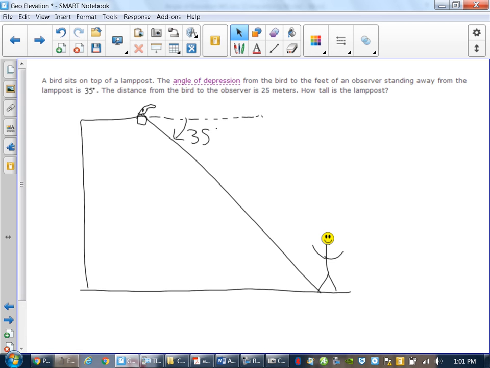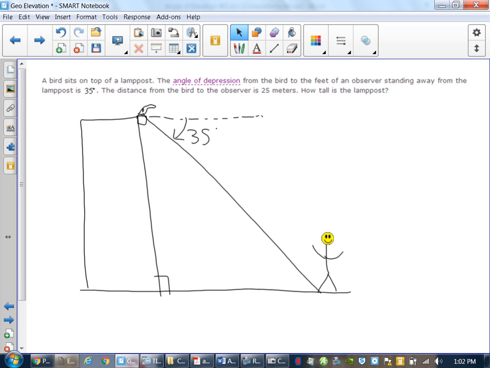The distance from the bird to the observer is 25 meters. What I want you guys to think of is when we talk about distances, when we measure distances, think about it using a tape measure. You can use a tape measure going vertical, you can use a tape measure going horizontal, but we normally don't use tape measures to go on a diagonal distance. So, unless they give you a diagonal, like on a string where you have the rope for the kite, then you would use that for your diagonal.